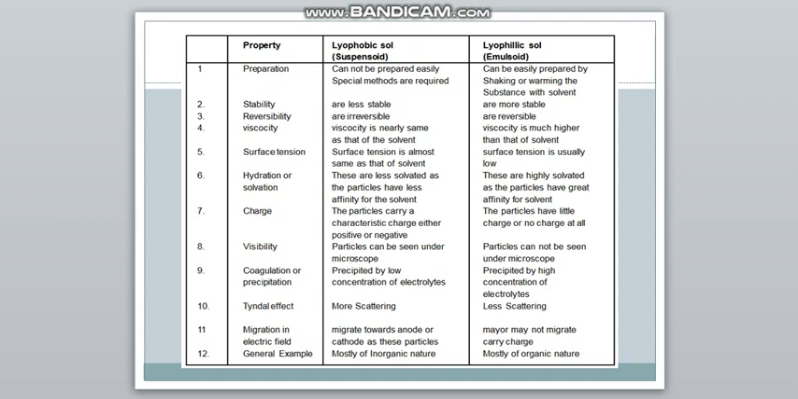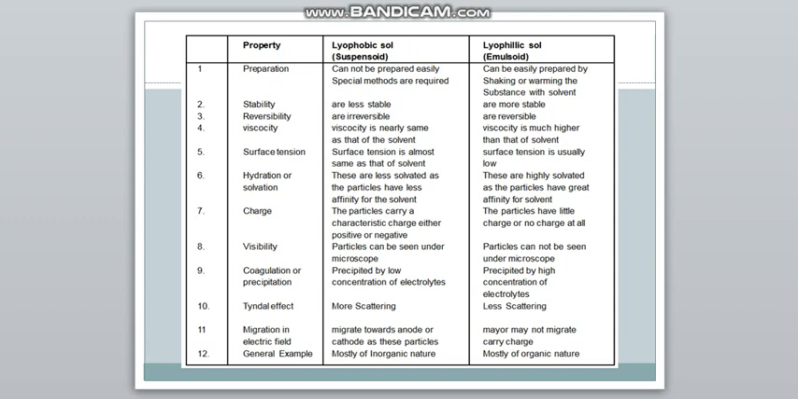Stability: lyophobic is less stable, lyophilic is more stable. Reversibility: lyophobic is irreversible, whereas lyophilic is reversible. Viscosity: lyophobic viscosity is the same as the solvent, whereas for lyophilic the viscosity is greater than the solvent. Surface tension: lyophobic is similar to the solvent, and for lyophilic the surface tension is lower.